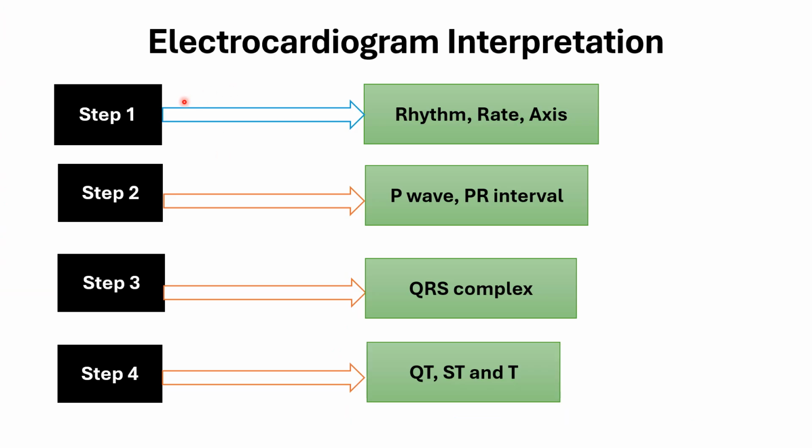Very important to have a systematic approach when you are reading an electrocardiogram in order not to miss any important information. Step 1, you look at the rhythm, rate, and the axis. Step 2, look at the P wave, PR interval. Step 3, QRS complex. Then step 4, you look at the QT interval, ST segment, and finally T wave.